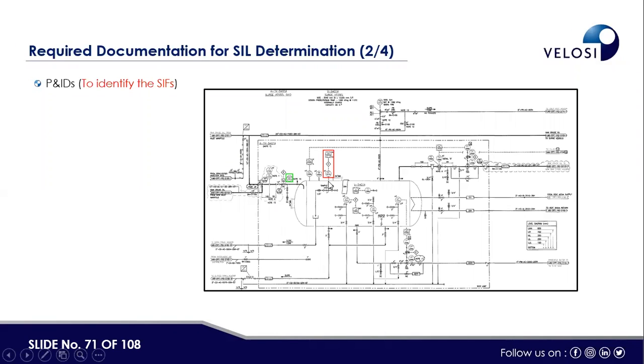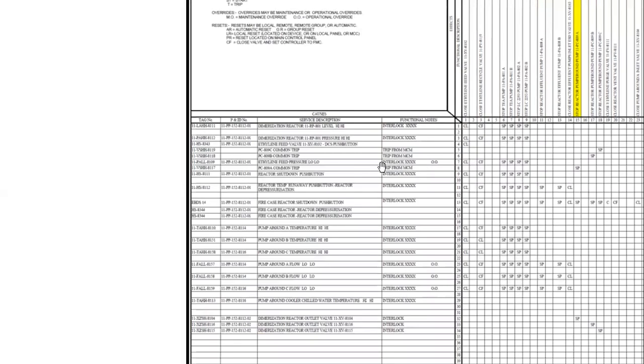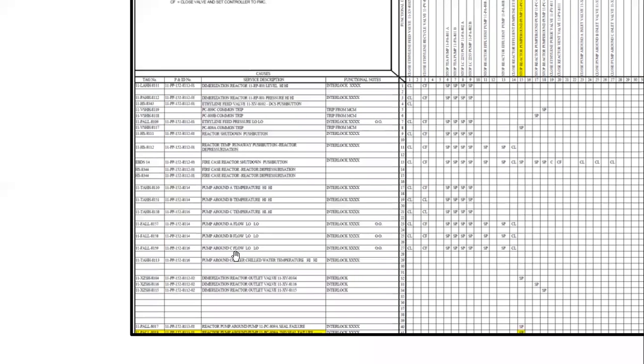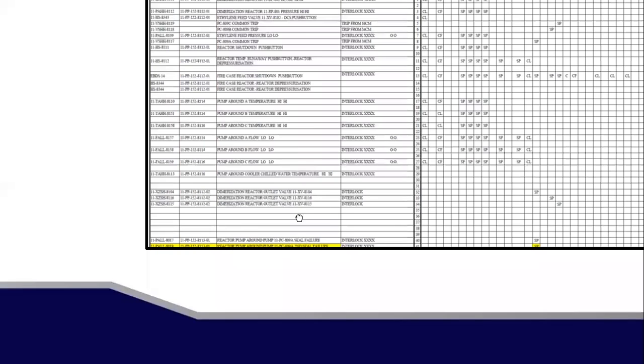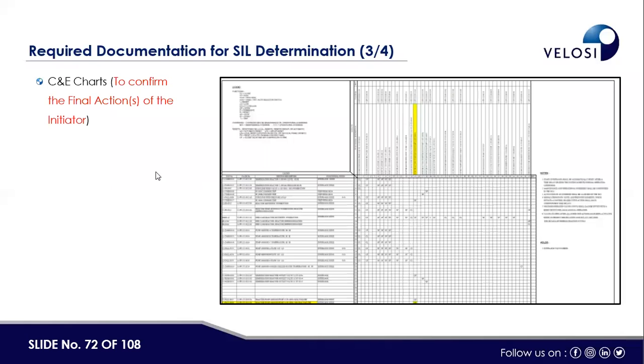How will we know that in case of high pressure, this valve will be closed? We will know with the help of cause and effect. To confirm the final action, we need cause and effect, that in case of high pressure, for example, high level, in this case, it will close these valves and stop these pumps. And in case of this high pressure, it will stop this pump. So this is a sample cause and effect. So we need cause and effect to, number one, enlist the SIFs. Number two, confirm the final actions.